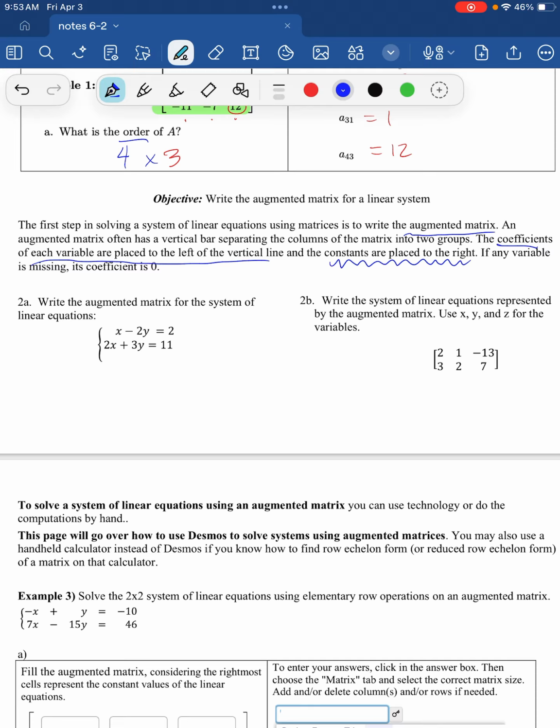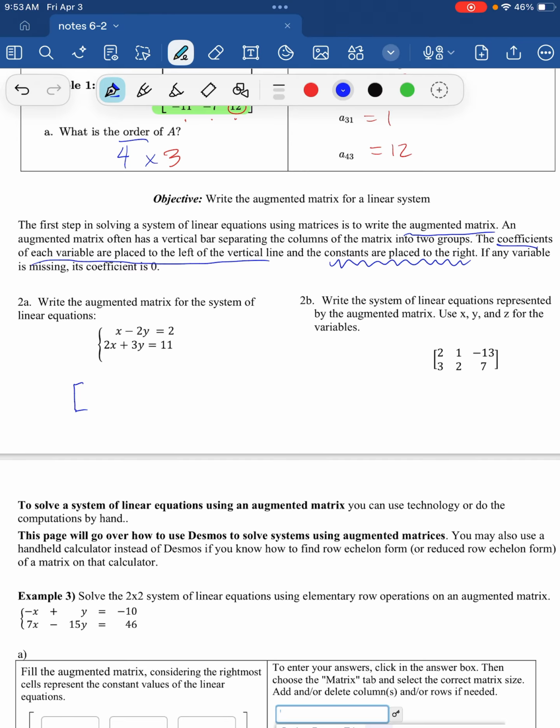If any variable is missing, its coefficient is 0. So 2a, write the augmented matrix for the system of linear equations. So this system is something you could have been asked to solve in 6.1, but now we're writing the augmented matrix for it. So a matrix needs a square bracket, and it's going to take a little practice knowing how big you need to write the square bracket depending on how many rows and columns you have.